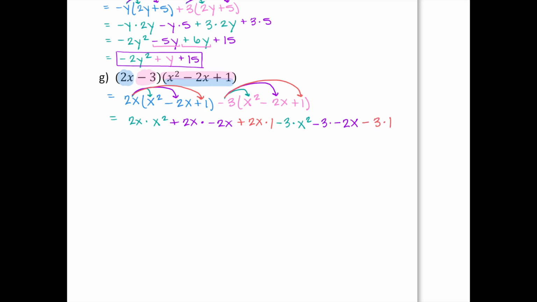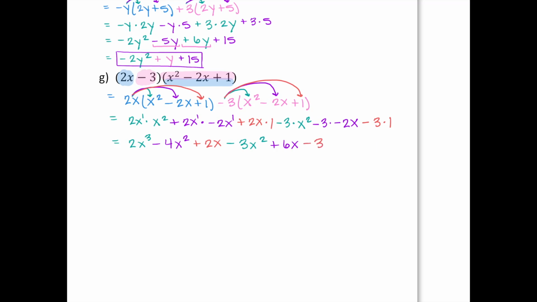2x times x squared is 2x cubed, because this really has a power of 1, and when multiplying by the same letters, you have to add the powers. 1 plus 2 is 3. 2x times negative 2x is negative 4x squared. Again, this has a power of 1, that has a power of 1, so you have to add the powers to get the 2. 2x times 1 is 2x, and then negative 3 times x squared is negative 3x squared. And negative 3 times negative 2x is a positive 6x. And negative 3 times 1 is a negative 3.